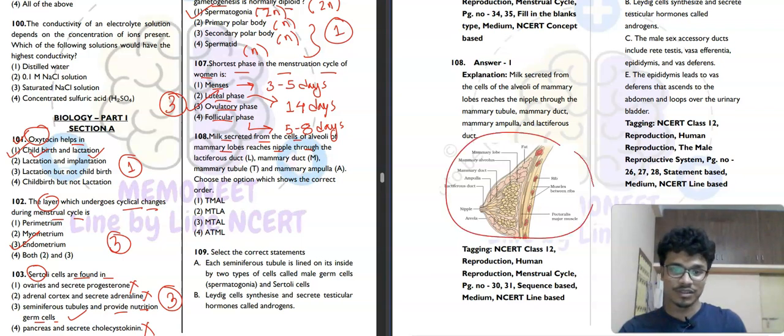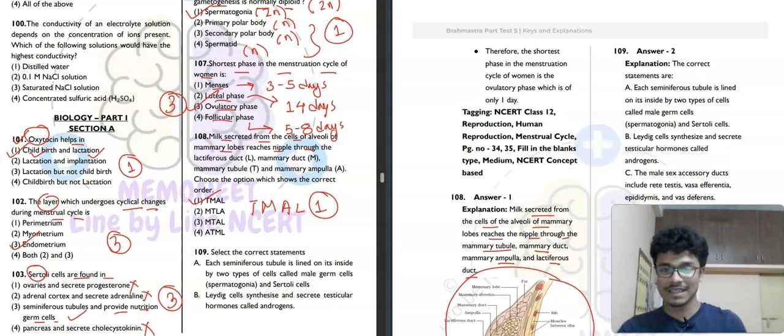So you can see this image, and the milk secreted from the cells of the alveoli, mammary gland lobe, reaches the nipple through the mammary tubule. Mammary tubule will come first, so T will come first, then the mammary duct, and then the mammary ampulla will come, lastly the lactiferous duct from which the milk is sucked by the baby. So TMAL, the first option, will be your correct answer for this question. Moving towards the next question, question number 109.